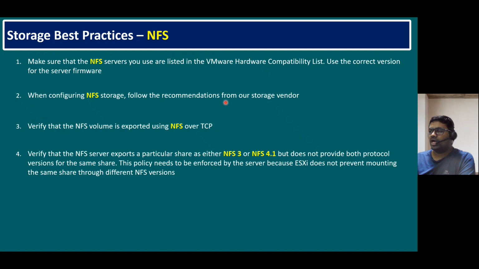For example, we have Nutanix as a storage vendor providing NFS storage. We have HPE storage, and we also have other vendors like NetApp, EMC, any vendor. Whichever vendor the customer chooses, we need to validate it when configuring the NFS storage, and verify that the NFS volume is exported using NFS over TCP. Verify that the NFS server exports the particular shares with either protocol version, NFS 3 or NFS 4.1, whichever version they are choosing, but do not provide both protocol versions for the same share. We can choose only one version at a time.